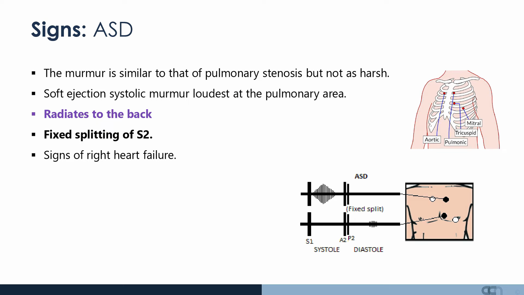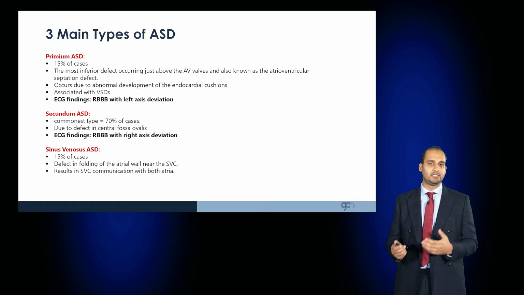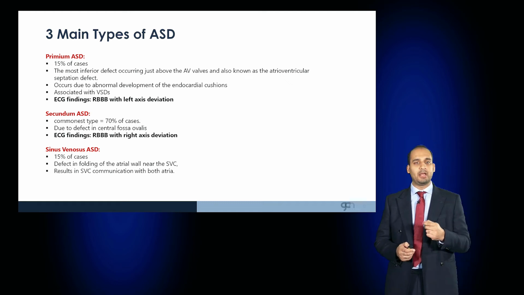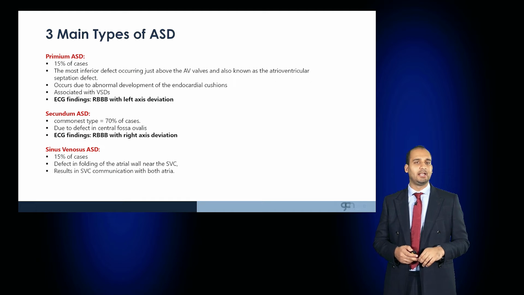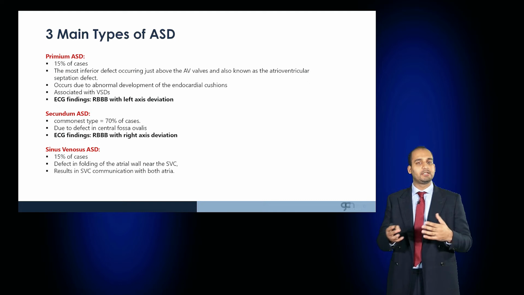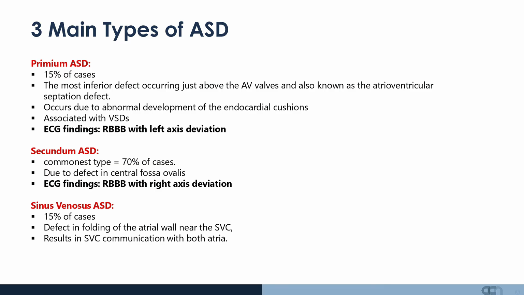There are three key types of an atrial septal defect: a primum, secundum, and a sinus venosus ASD. Primum is 15% of cases. It's the most inferior defect occurring just above the atrioventricular valves and is also known as an atrioventricular septation defect. And it occurs due to abnormal development of the endocardial cushions. It can be associated with a VSD as well, and on an ECG you'd expect right bundle branch block with left axis deviation.